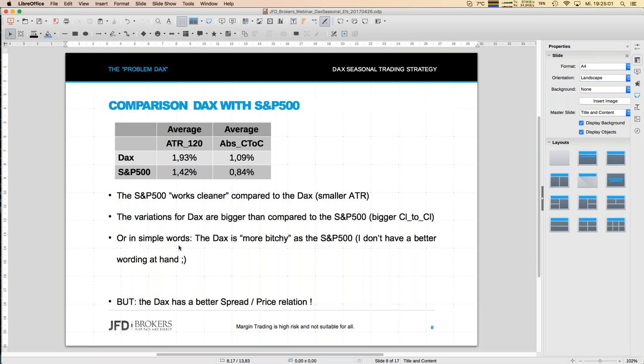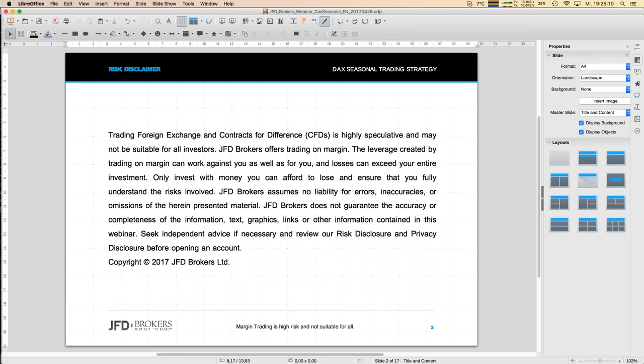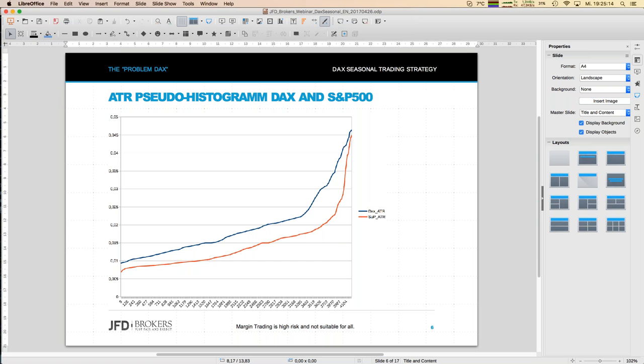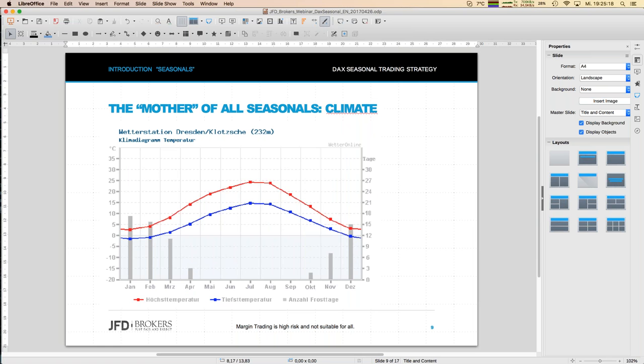And the strategy I want to introduce now is simply, whoops, sorry, I pressed the wrong button, but in a second I will be back on the right slide. That brings me to the topic of seasonals. Finally, we will do a seasonal on the base of day of the week.